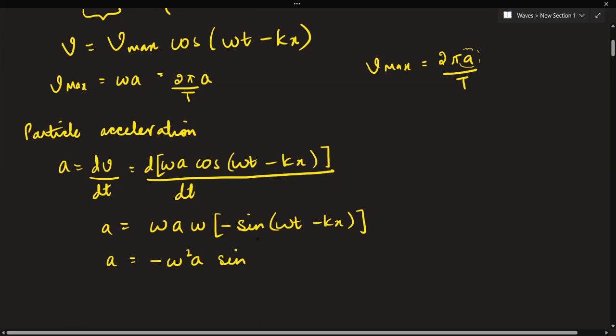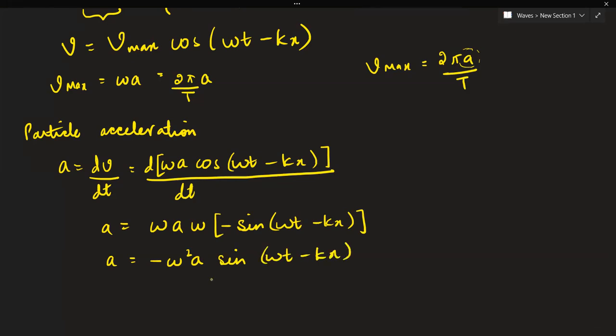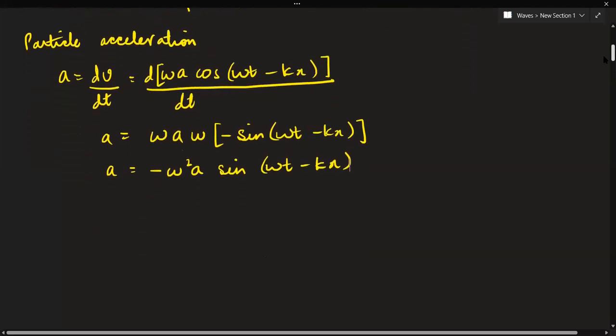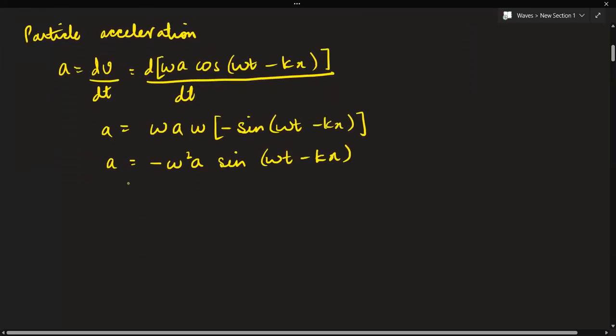This minus omega square is sine omega t minus k of... This will be the acceleration. And minus omega square a, if you remember, is the maximum acceleration. Minimum acceleration was 0. Maximum acceleration was minus omega square a. It will be confusing with this, so I am writing the full form of acceleration because this a is not acceleration. This is the amplitude. The small a is the amplitude.